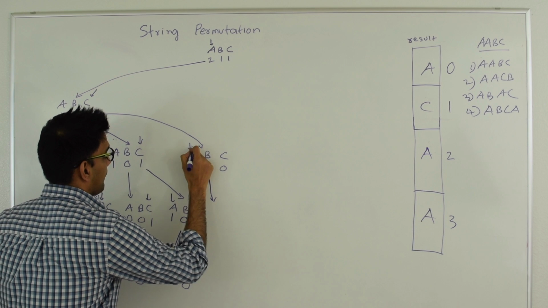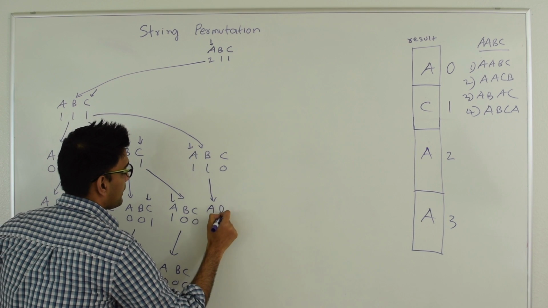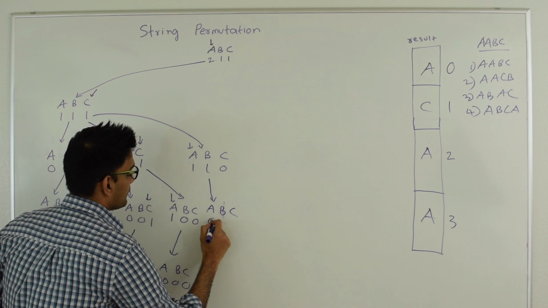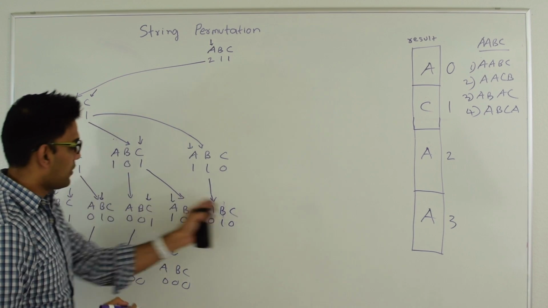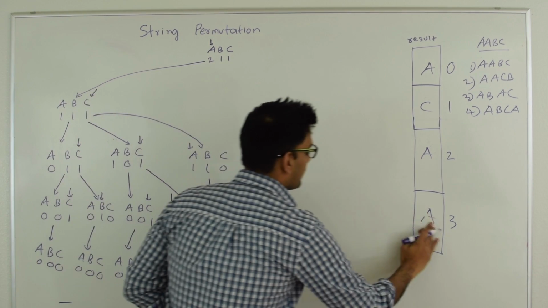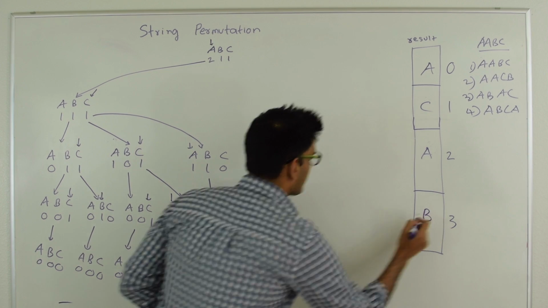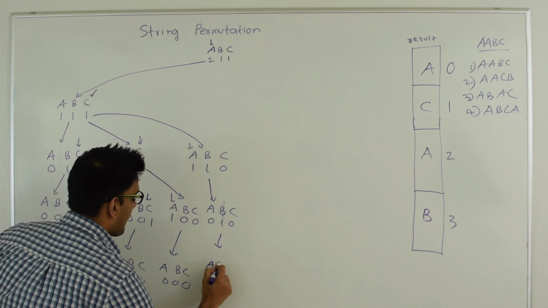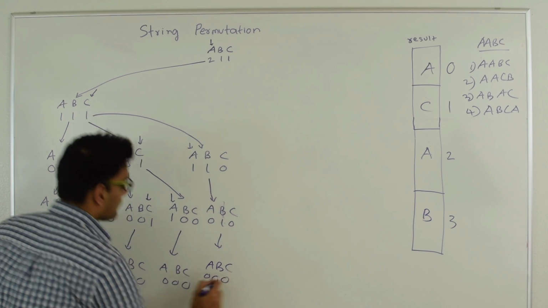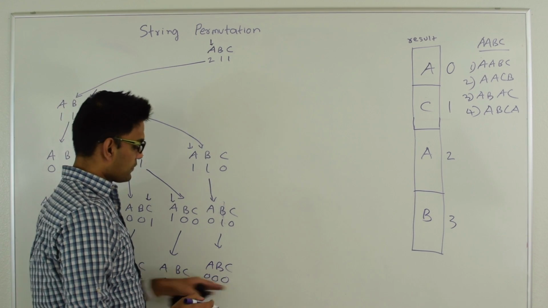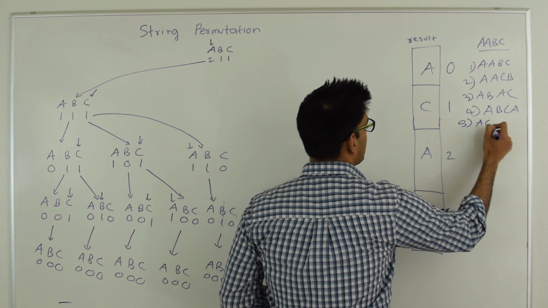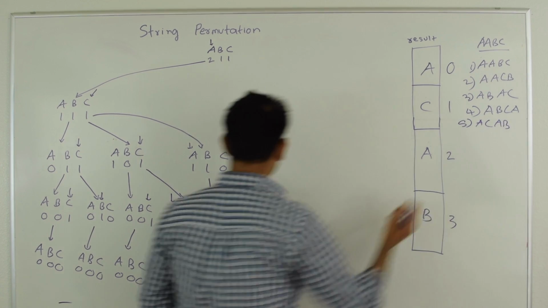A, B, C, and this is 0, 1, 0. And now the first character we encounter is B, so this value becomes B, and this value becomes A, B, C, 0, 0, 0. So now all characters or counts are 0, so we output this result. So this is A, C, A, B.